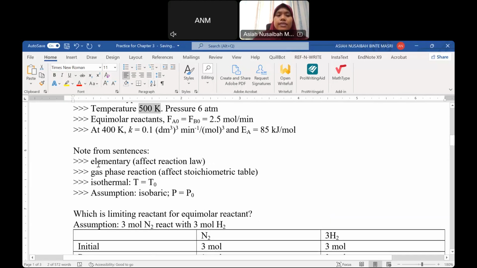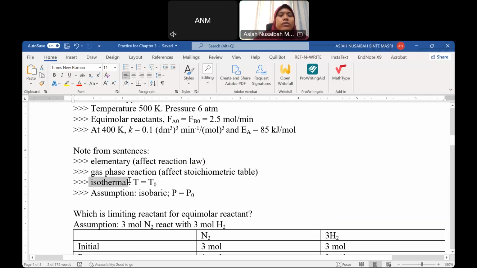From the sentences, it mentioned that it is an elementary reaction. So what happens if it is an elementary reaction? Then it will affect the rate law. The Ra and Rb will be affected. Gas phase reaction, then what happens? It will affect the formula in the stoichiometric table.